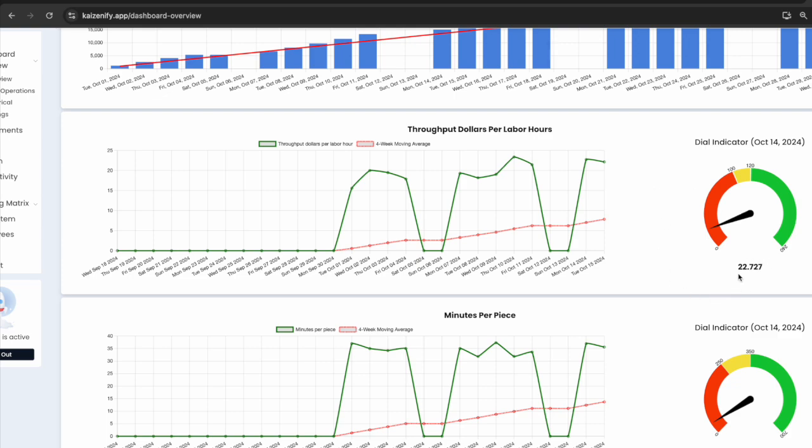So that's the actual number. We're saying $22.72 of throughput dollars per labor hour. So that gives me the actual number from yesterday, end of day. This is what happened over the last 4 weeks.